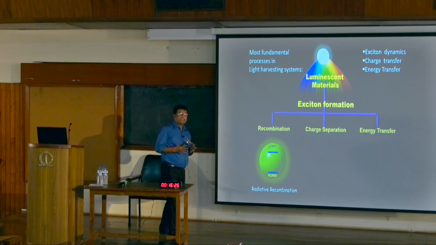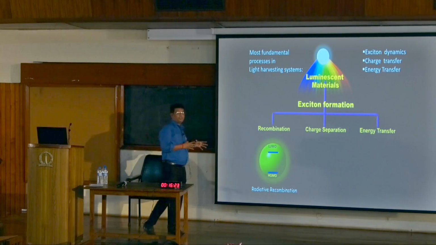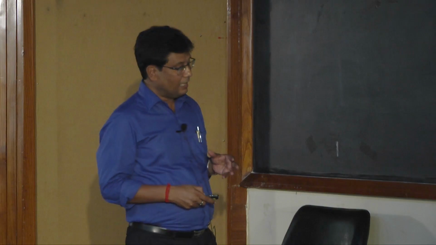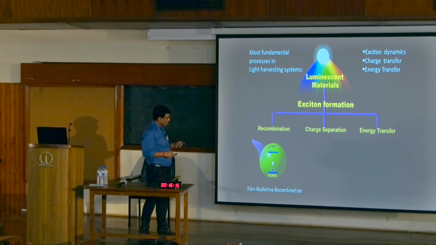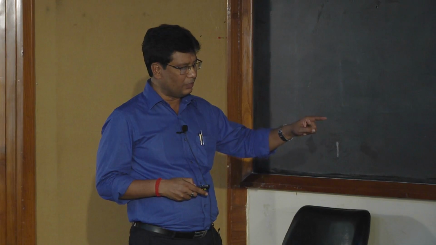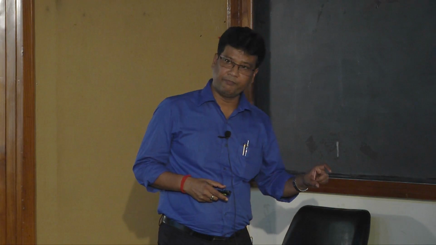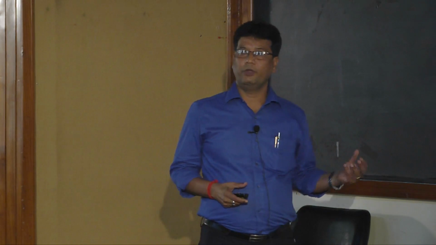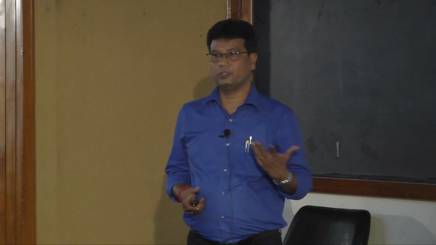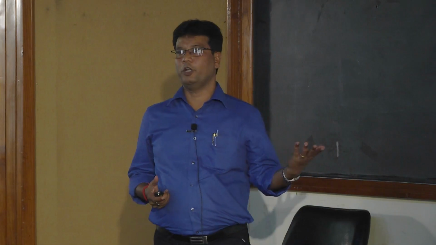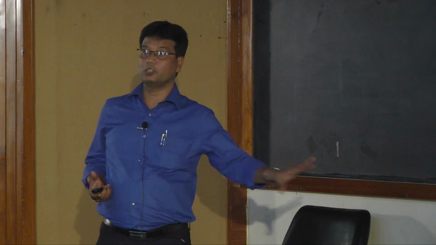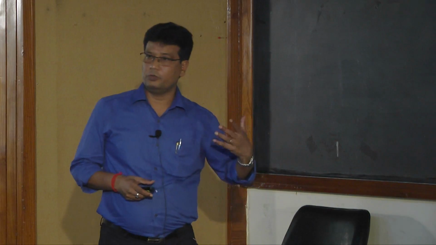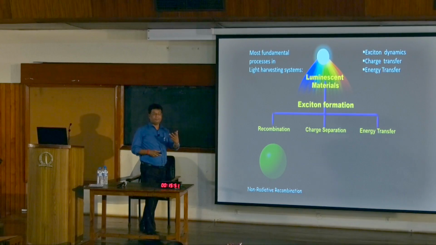But in most cases, the non-radiative process is more prominent than the radiative process. In that case, when you excite, the electron goes to a higher orbital and recombines non-radiatively. That's why in semiconducting systems or any optical material, when you put in one photon, you will not get one photon out. The quantum yield will always be 0.2, 0.3, 0.5 like this because of the non-radiative process. So that's why exciton dynamics is very important to understand for developing any efficient light harvesting system.